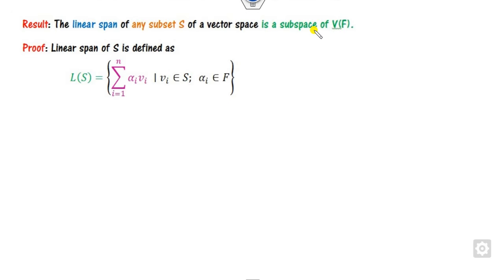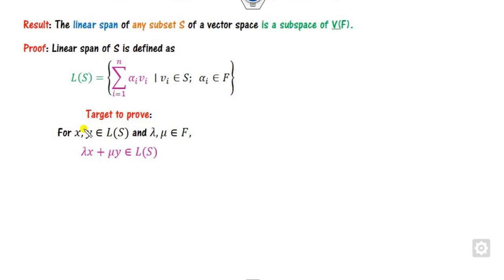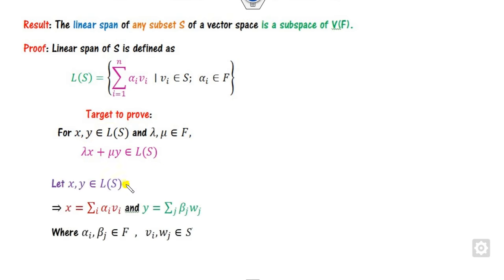How can you prove that it's a subspace? If I start with the definition of the linear span, it will be here. In order to prove whether it's a subspace or not, we have to take two elements from this set and then prove that their linear combination belongs to the same set or not. So start with this one. If I take X and Y belonging to L(S), what is the meaning of that? X is in this form, where i varies from 1 to n.